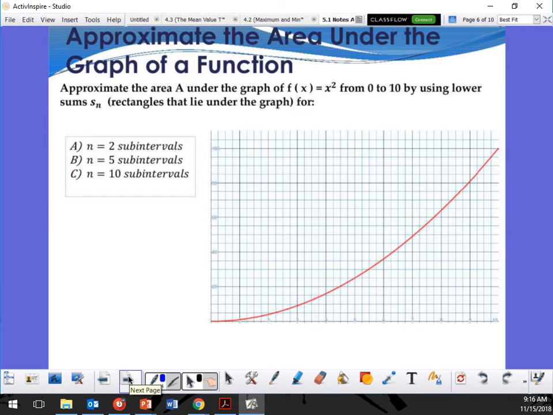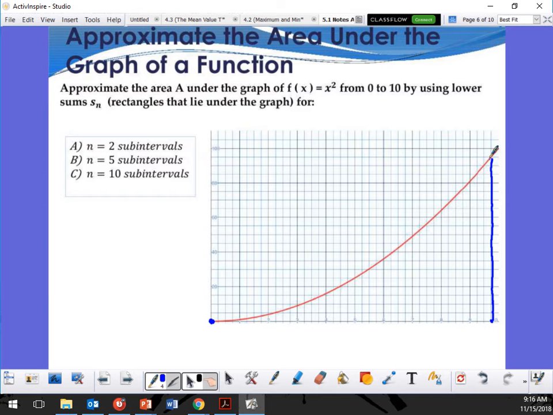All right, approximate the area under the graph of f of x equals x squared from 0 to 10 by using lower sums. Okay, lower sums, so that means that's going to be the left endpoint. So when n equals 2 subintervals. What's my starting point? 0. That's going to be right here, 0. And my end is right here.